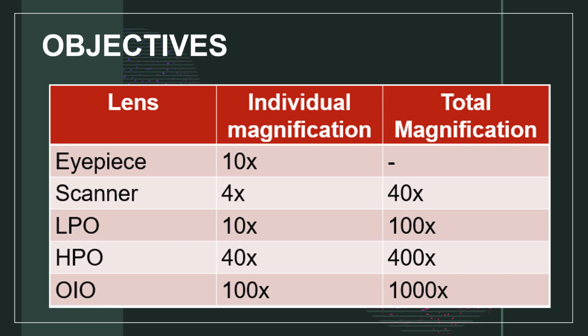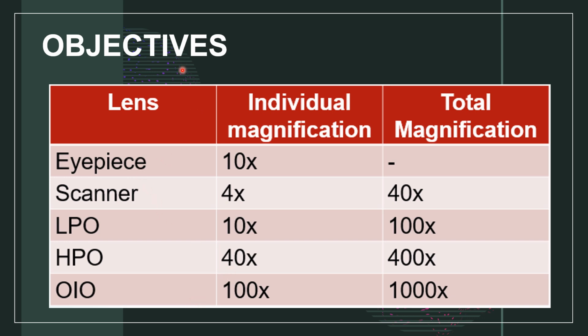Let's take a look at your objectives. Again, the magnification of your eyepiece is 10 or 11 times. Your scanner has 4 times magnification. Your low power objective, the one with the yellow band, has 10 times magnification. Your high power objective, the one with the blue band, has 40 times magnification. And your oil immersion objective, the one with a white band, has 100 times magnification.